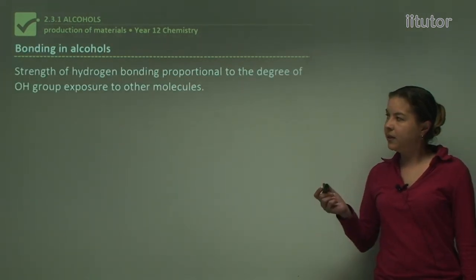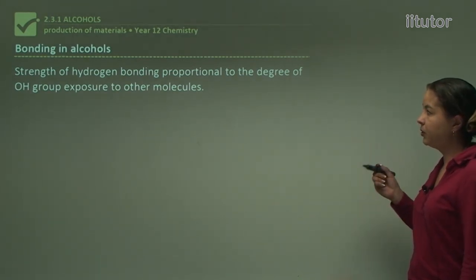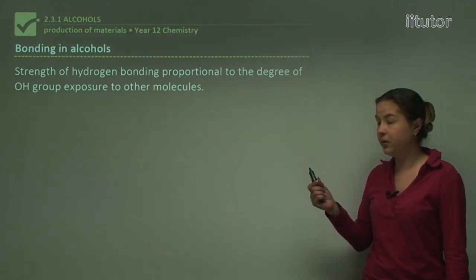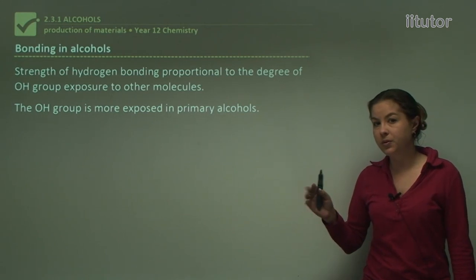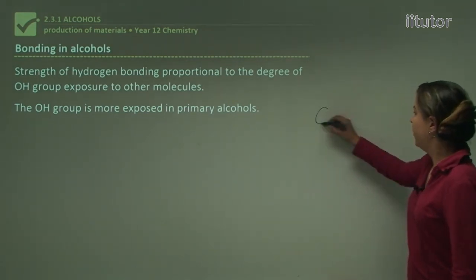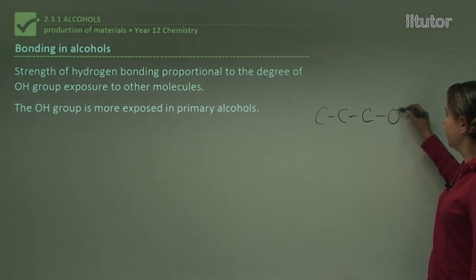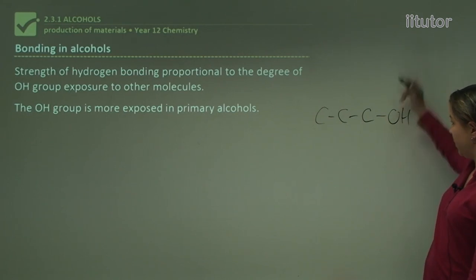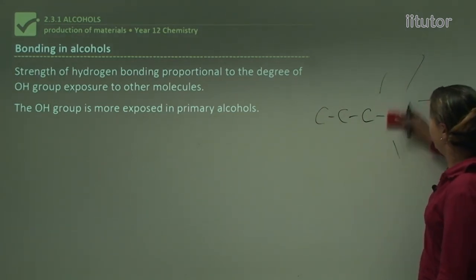So let's look at bonding in alcohols. The strength of the hydrogen bonding is proportional to the degree of hydroxide group exposure to other molecules. So the hydroxide group is more exposed in primary alcohols. If you think of, let's say, 1-propanol, the hydroxide is at the end, so it's more exposed to other things.